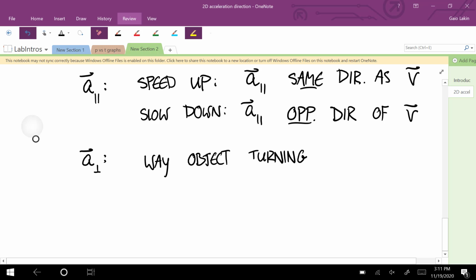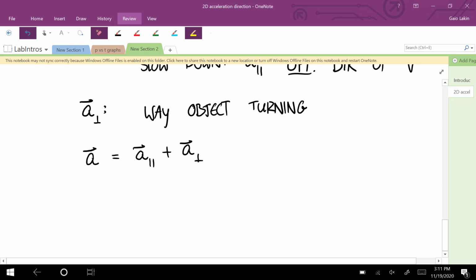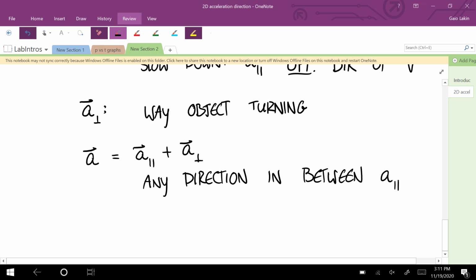Now, based on these two parts of the acceleration, what can we say about the total acceleration? Well, it's equal to the sum of the parallel part of the acceleration and the perpendicular part. And this is why we did that exercise in lab 3, where we figured out all the possible directions that you could get by adding two vectors when you don't know their magnitude. Because we don't know the magnitude of the parallel part and the perpendicular part, we've just figured out the directions at this point. But the total acceleration is going to be anything in between those two directions. Okay, so let's see how this works in some example problems.